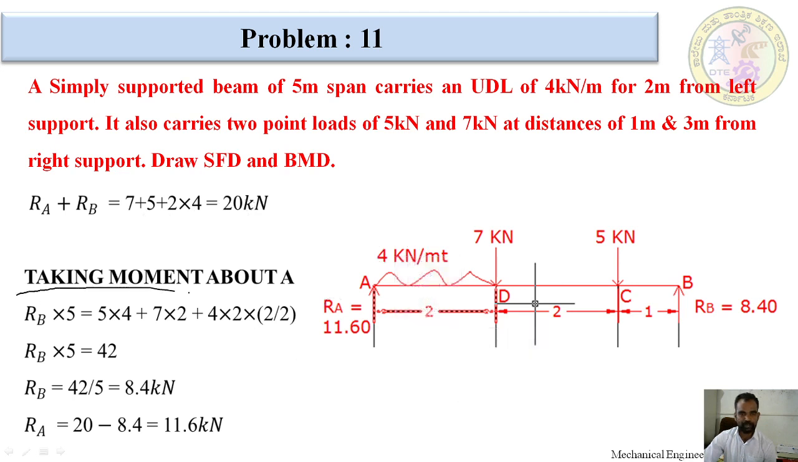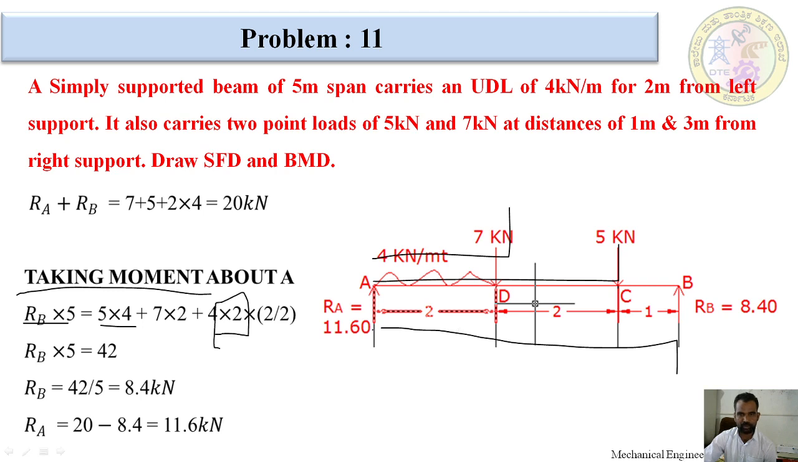Next is taking moment about A point. As we discussed in the previous session, this is RB into this distance. How much is it? RB into 5, this 5 into this distance, 4 meter, and this 7 into 2. Next, point load conversion: 4 into 2 is the point load and half of that, 2 divided by 2. This completes the RB value. How much did we get? 8.4. And if we put this value in this formula, we will get RA, 11.6 kN.